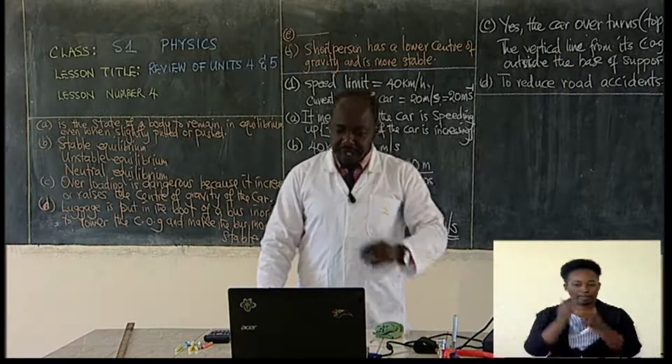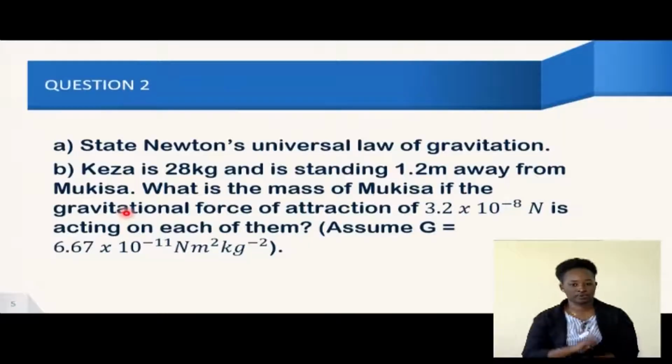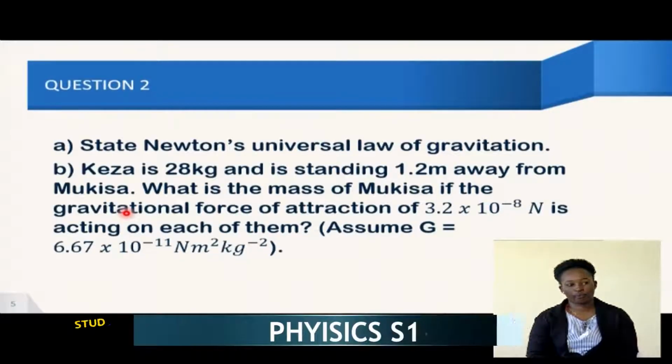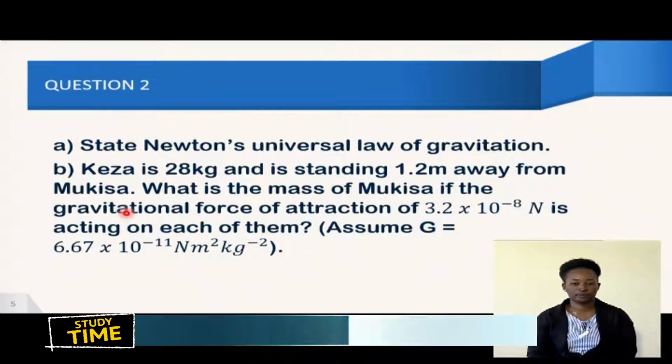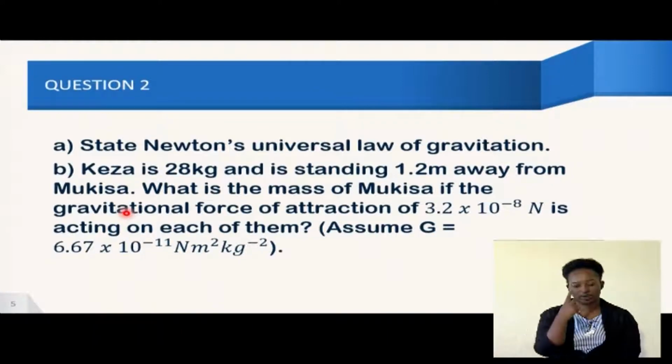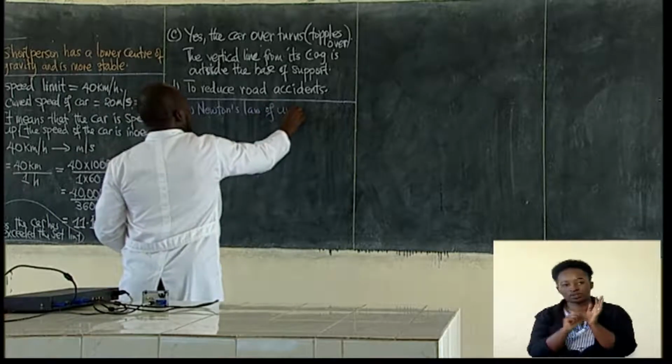Right. Let's go to another question, which I hope you can read from the screen. So you have got question number 2. State Newton's universal law of gravitation. This is something we looked at, and I want to believe you still remember, but let me try to state it for you.